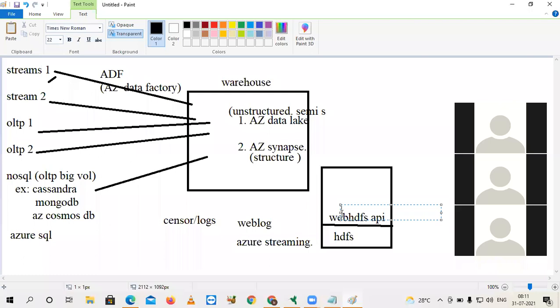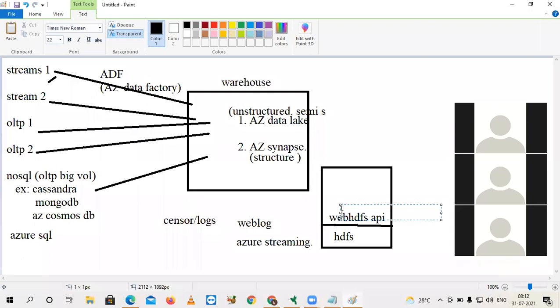And what about ABFS and WASB? APIs will start with ABFSS, and then one more thing will be there. DBFS is the Databricks file system. Again, the DBFS backend is also the architecture of Hadoop.